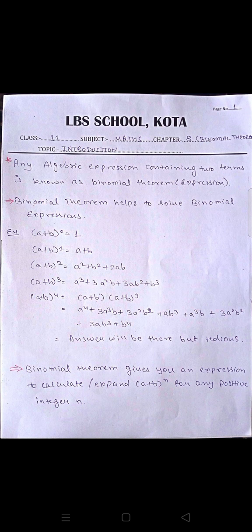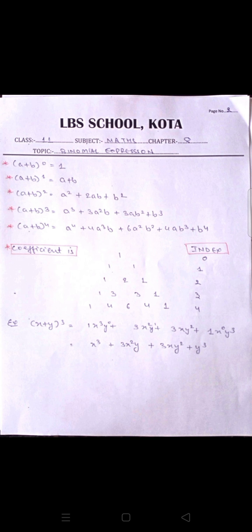So, let's start with the new topic, that is, there are some formulas. A plus b to the power 0 is equal to 1, a plus b to the power 1 is equal to a plus b, a plus b whole square is equal to a square plus 2ab plus b square, a plus b to the power 3 is a cube plus 3a square b plus 3ab square plus b cube, and again a plus b to the power 4 is equal to a to the power 4 plus 4a cube b plus 6a square b square plus 4ab cube plus b to the power 4.